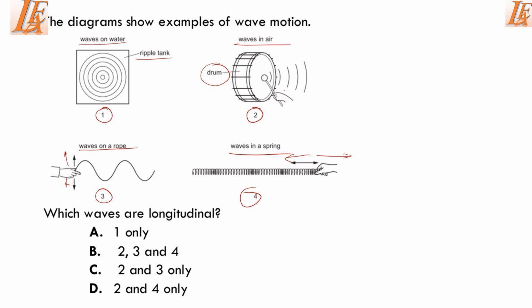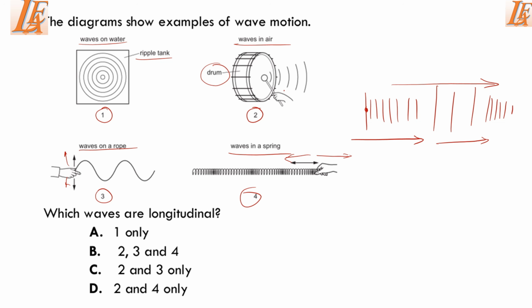Remember, longitudinal waves are waves in which the particle displacement is parallel to the direction in which the wave is moving. Like in this case, if you have a particle here and then you displace it in this direction, then the wave will also be moving in the same direction. So you displace the particle in this axis, then the wave will also be moving in the same axis.